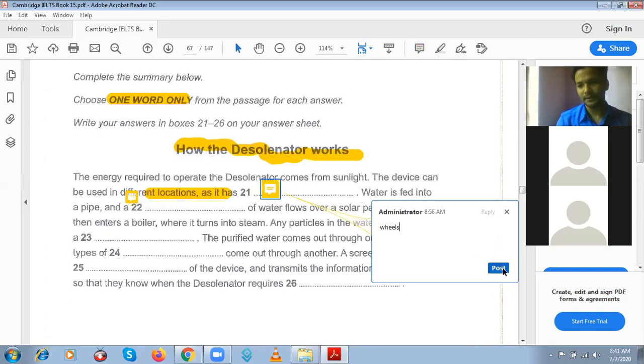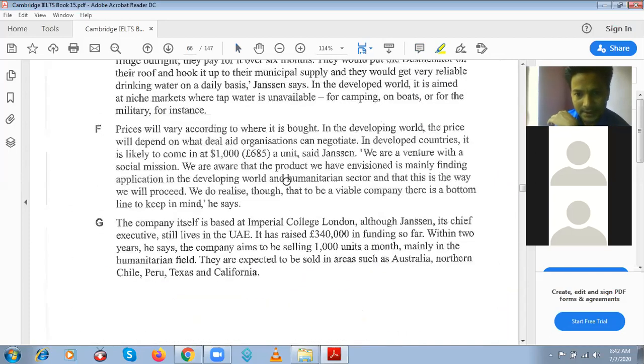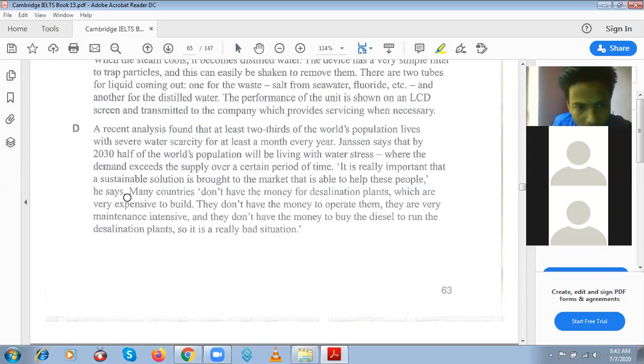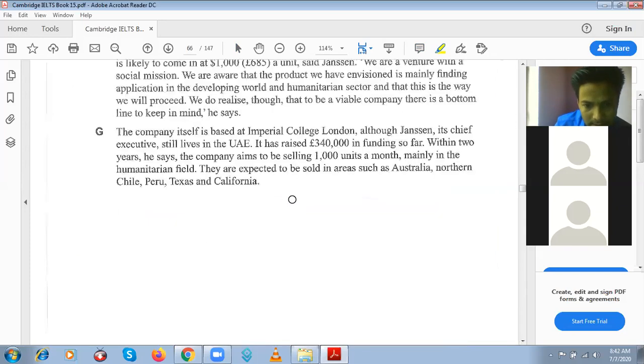Okay, then we have got the answer of all here, I guess. Water is fed into a pipe and a singular noun is missing. Water flows over a solar panel. Let's see, water enters through a pipe and flows as a thin film between a sheet of the double glazing. The pipe is already there, so the pipe flows as a thin film between a sheet of double glazing. The answer is film.